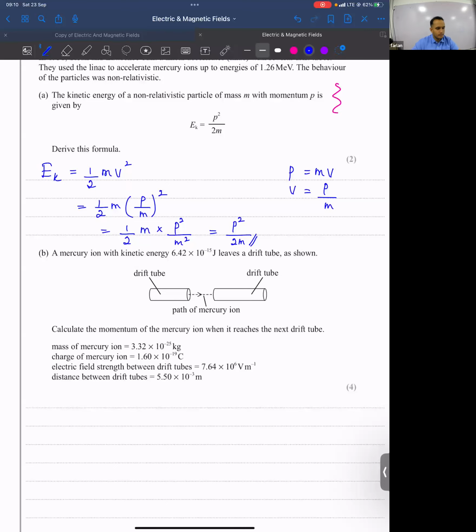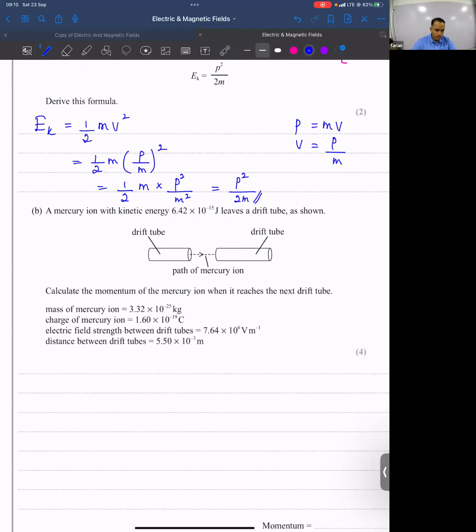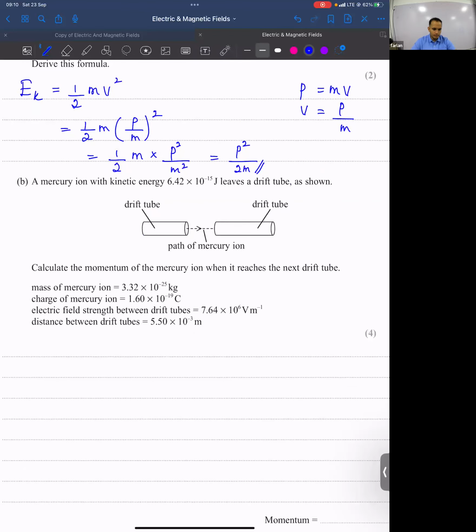Right. There's the next one. A mercury ion with kinetic energy given leaves a drift tube as shown. Calculate the momentum of the mercury ion when it reaches the next drift tube. Mass of the mercury ion is given, and charge of the mercury ion is given. Electric field strength between the drift tubes is given, and the distance between the tubes is given.